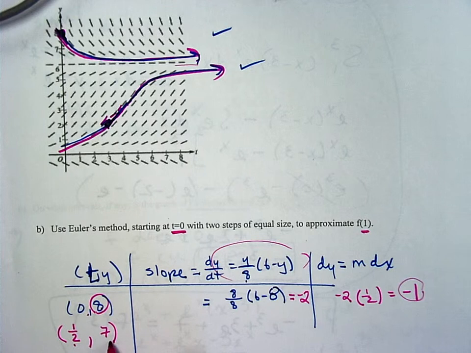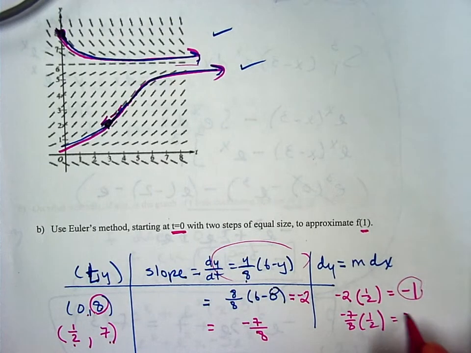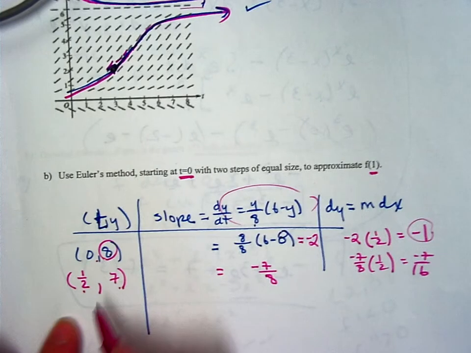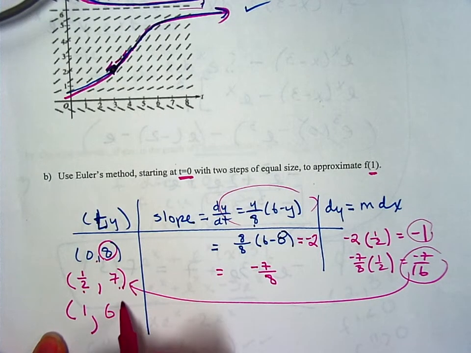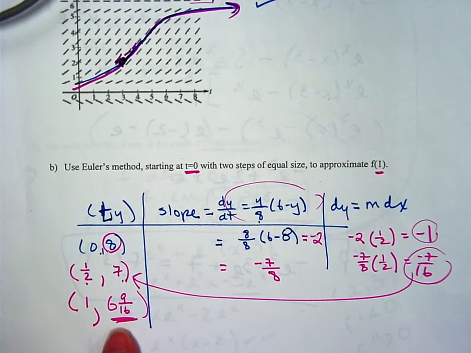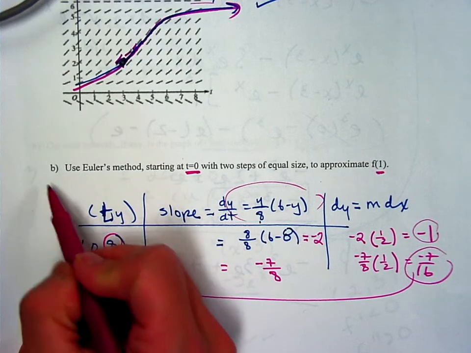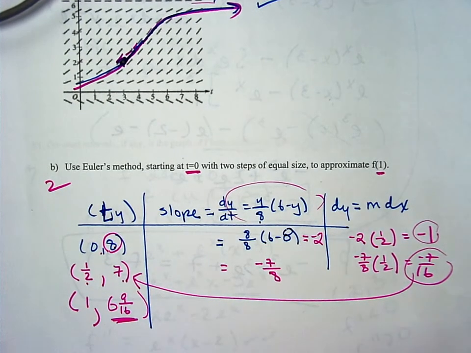There's my new t, there's my new y. Plug it into the formula, and this is going to give you a slope of -7/8. So -7/8 times 1/2 is -7/16. So the next point is 1 comma, add this over here, and you get 6 9/16, or you can get 105/16, but this is my point I'm looking for. Please either underline or circle this value so they know that's your final answer. It is 2 points always for Euler's. You got to have all the work going with it.